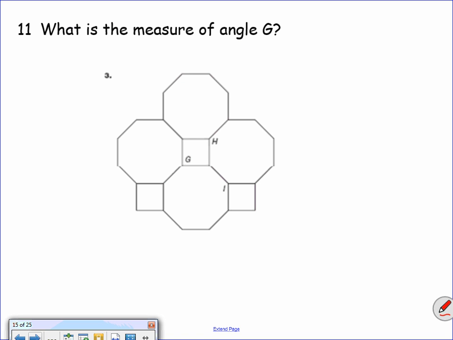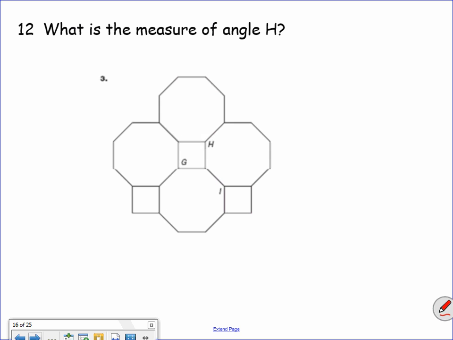What is the measure of angle G? That one's easy, kids. It's a right angle. Okay, so that means it is 90 degrees. Measure of angle H. This is where it gets tricky.